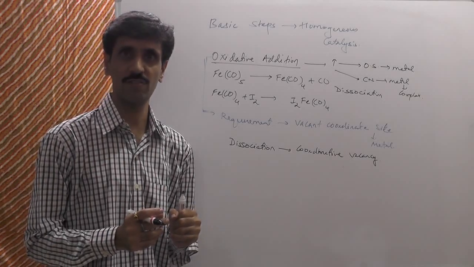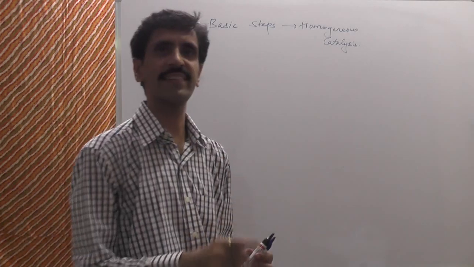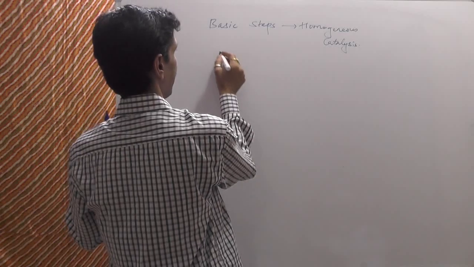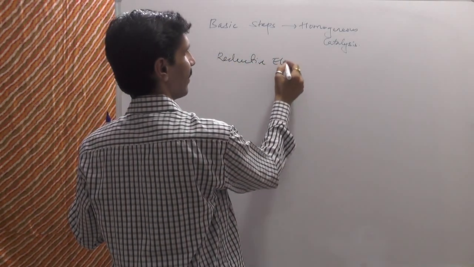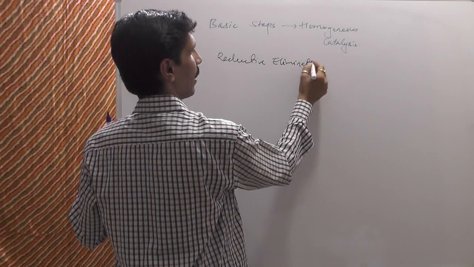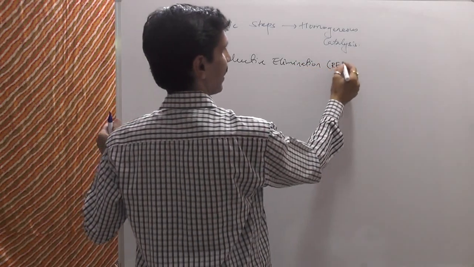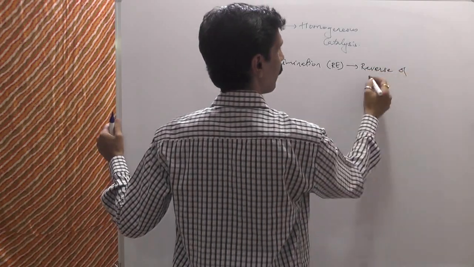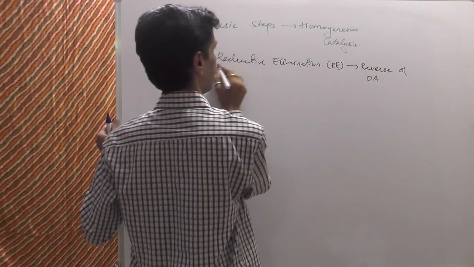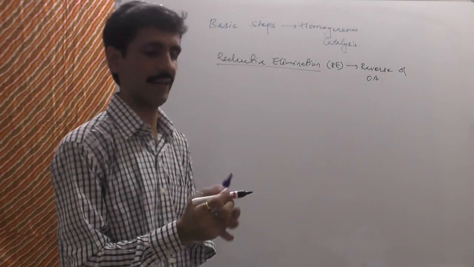I hope you have understood this. Going to the second step, called reductive elimination. As the name suggests, I call this RE, it is the reverse of the oxidative addition method. I'll give you a very simple example now so that you understand this very well.